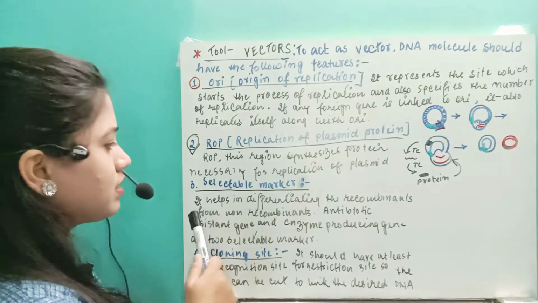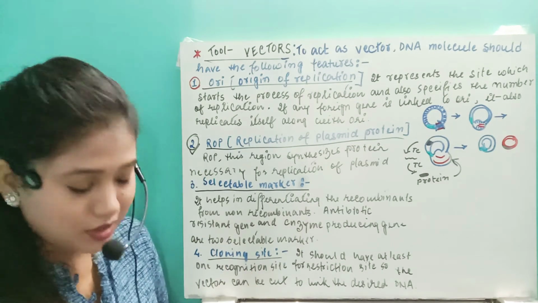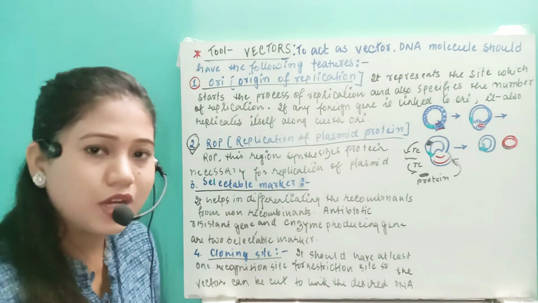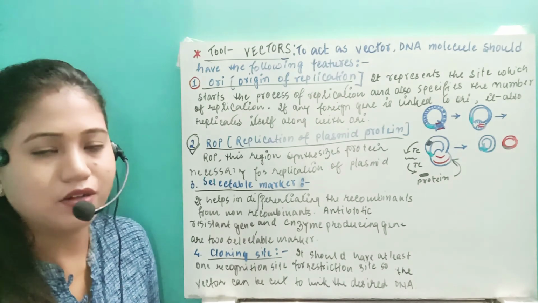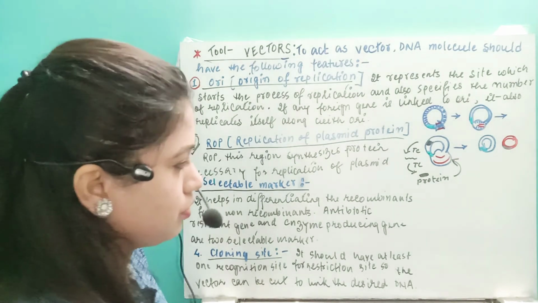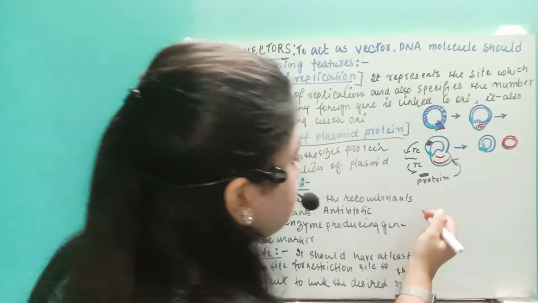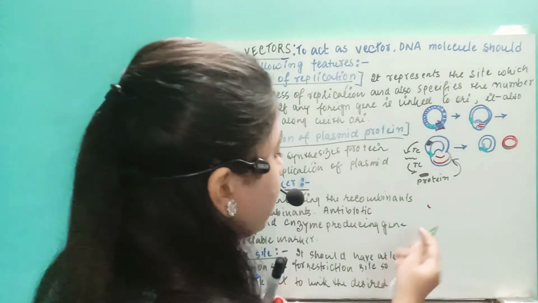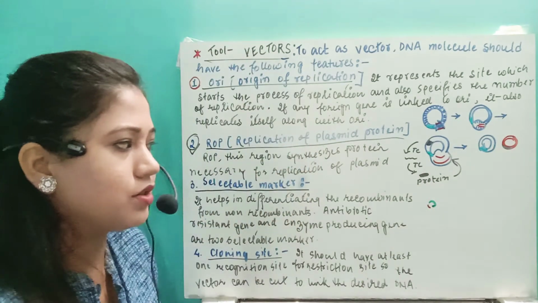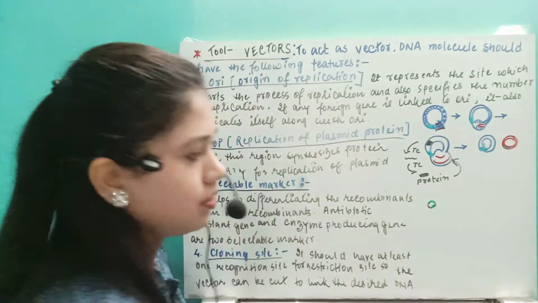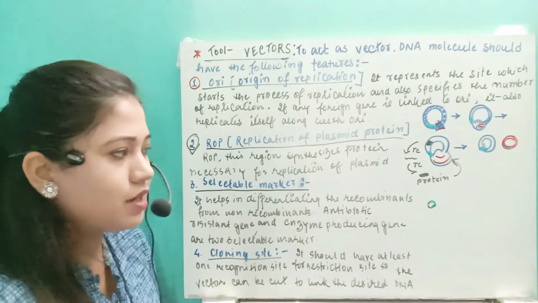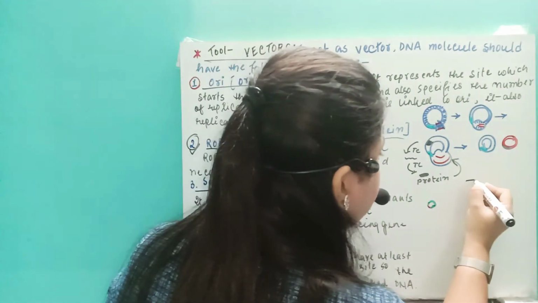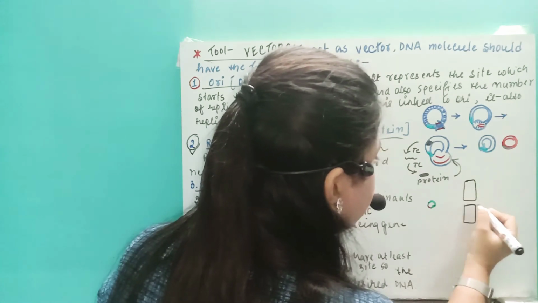Next one, selectable marker. This thing is important. Now, suppose we have made one genetic makeup. That means in the vector we have inserted our gene fragment. Suppose this is the gene fragment which is introduced into a vector. We have made the rDNA, right? Then after that, to work or to replicate, it requires one host body. So it requires the host body.